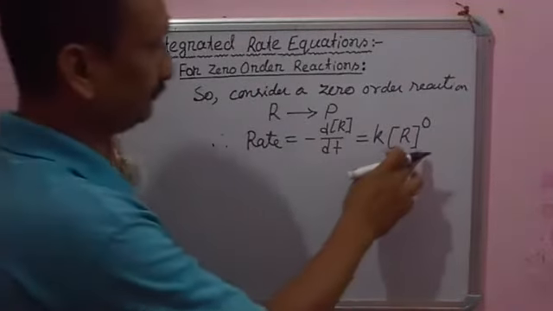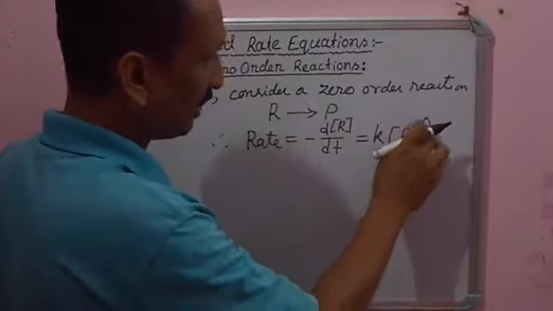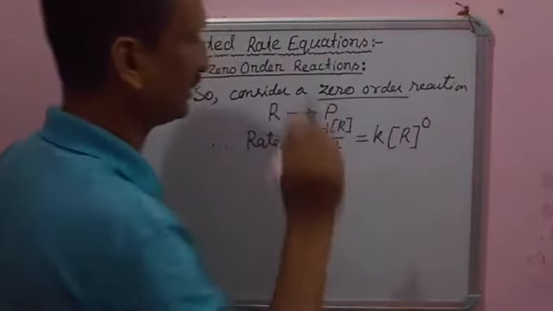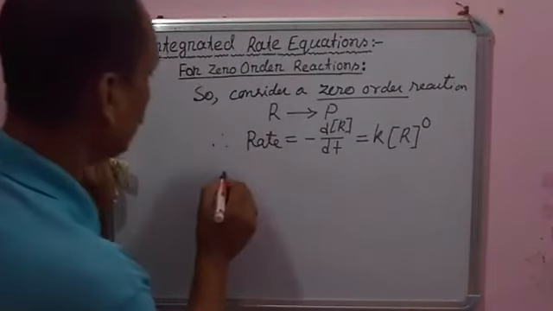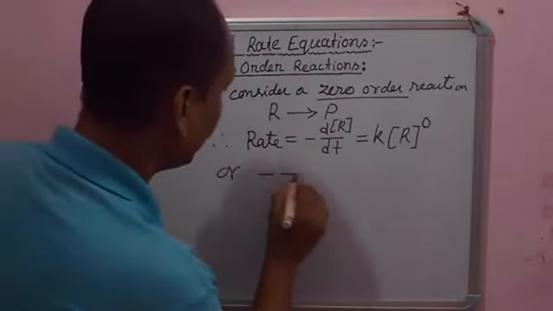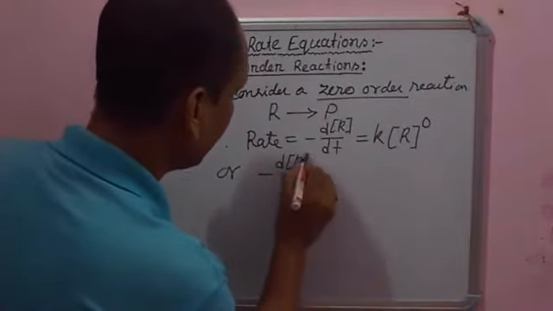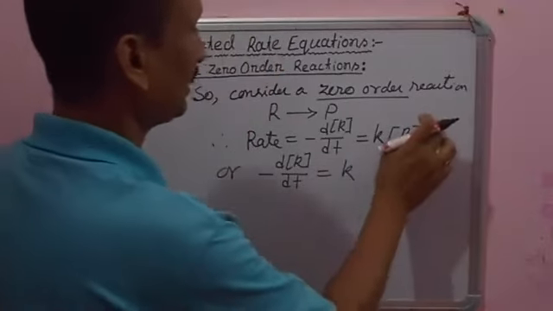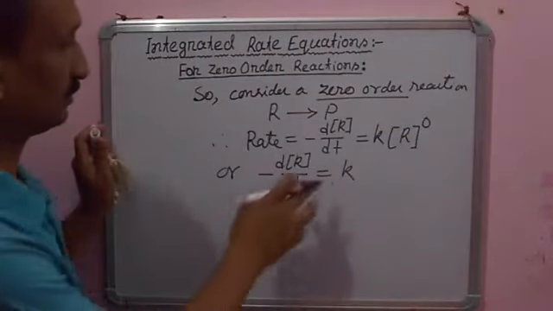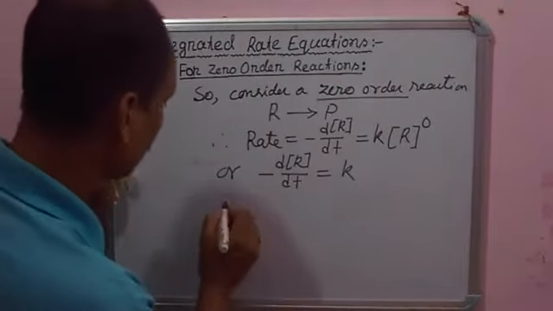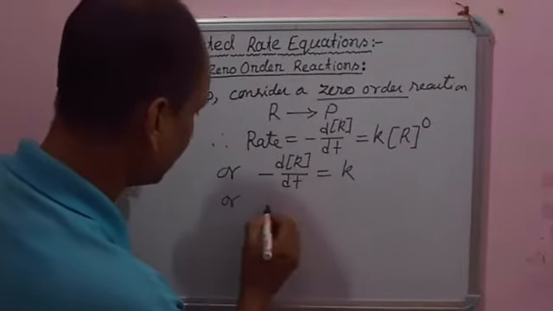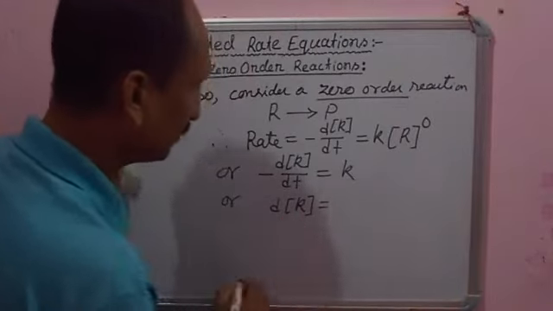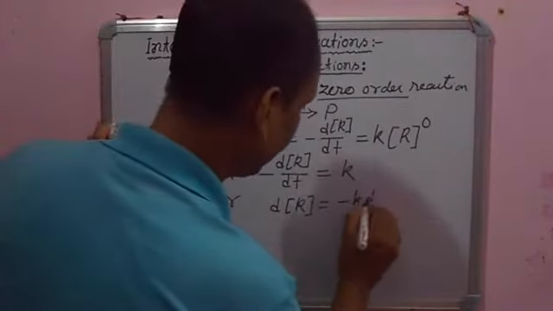Here the power of the concentration of the reactant is 0 because this is a zero order reaction. So minus d[R]/dt equals k times [R] to the power 0, and [R] to the power 0 is 1, so this is equal to k. If you rearrange this, then d[R] equals minus k dt.